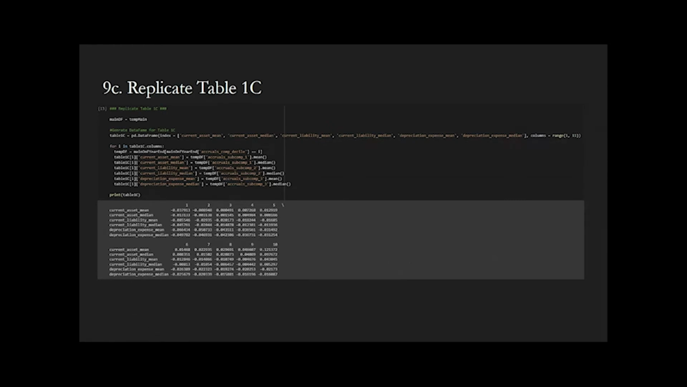Finally, we print out the summary statistics of the 3 sub-components of accruals for Table 1, Panel C. You can see that here.